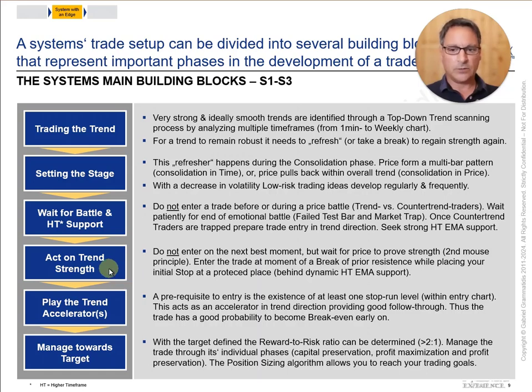So we act on trend strength. We're following the second mouse principle, so we're not just getting in. We're waiting, let's say, for a long pattern. We're looking for bullish confirmation. We act on strength, and then we play the trend accelerator. So we need at least one stop run level. The more stop run levels we have, the better. This is the trend accelerator, because we are running for other people's stops.